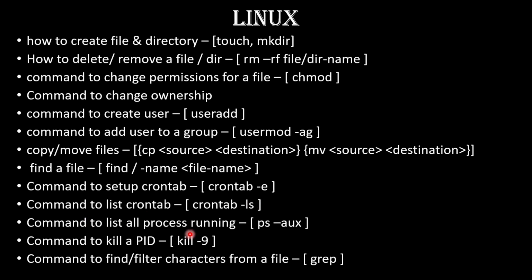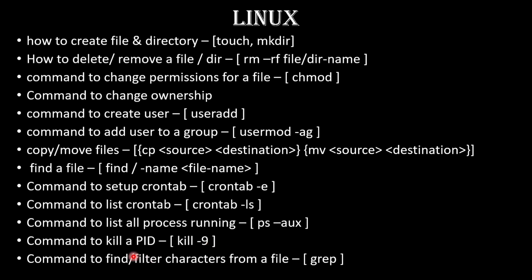If you want to list all the processes running in your Linux, we use the command ps -aux or ps -ef. If you want to kill a particular process and you have its id, you can use the command kill -9 space the process id. This will kill your process.